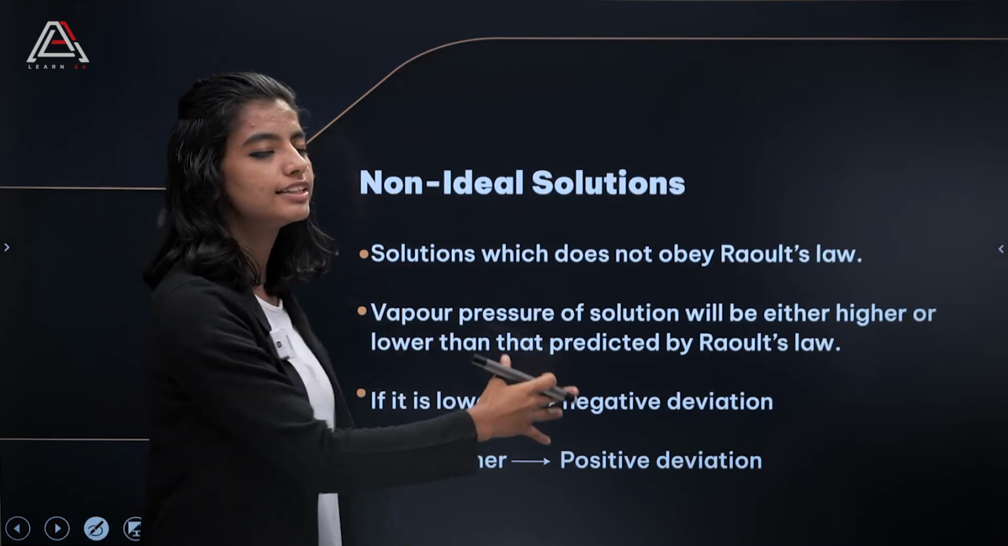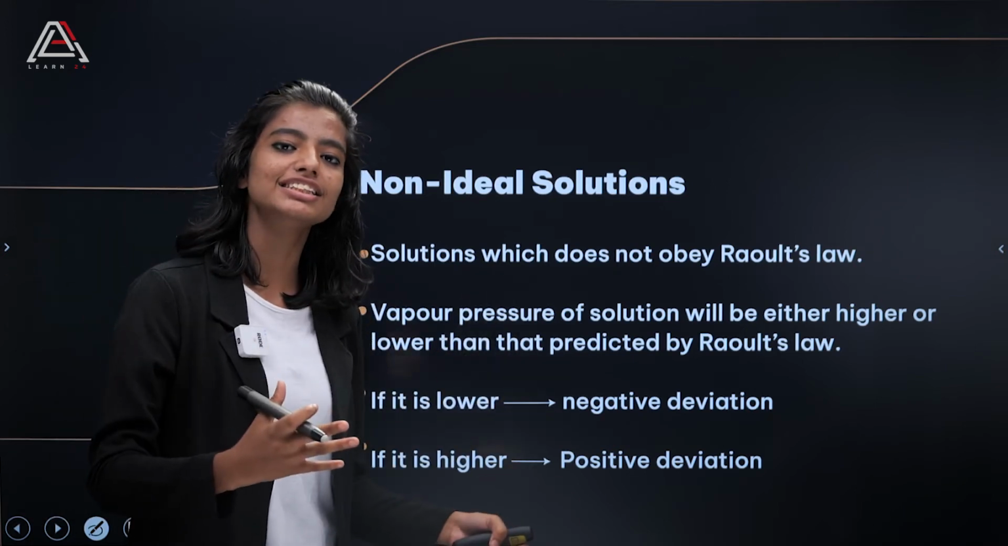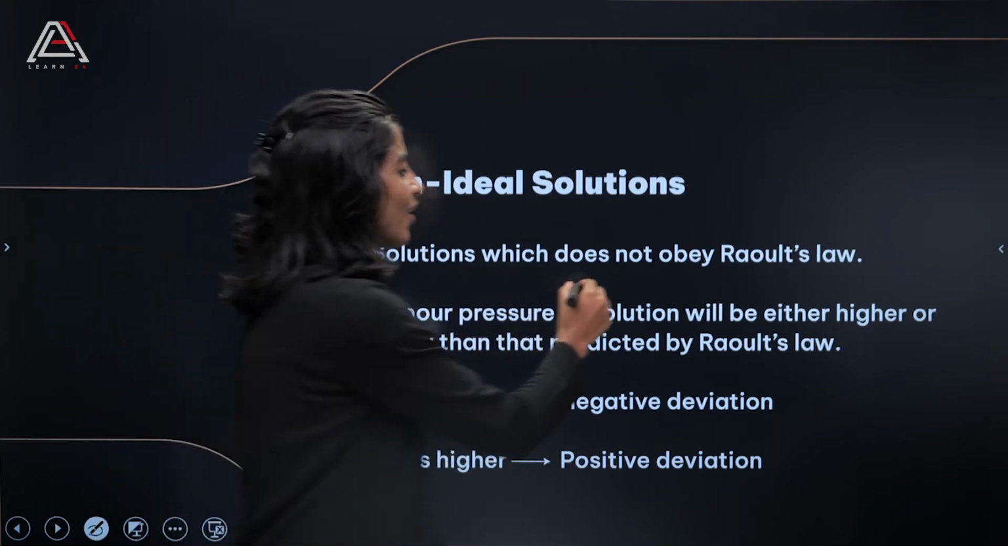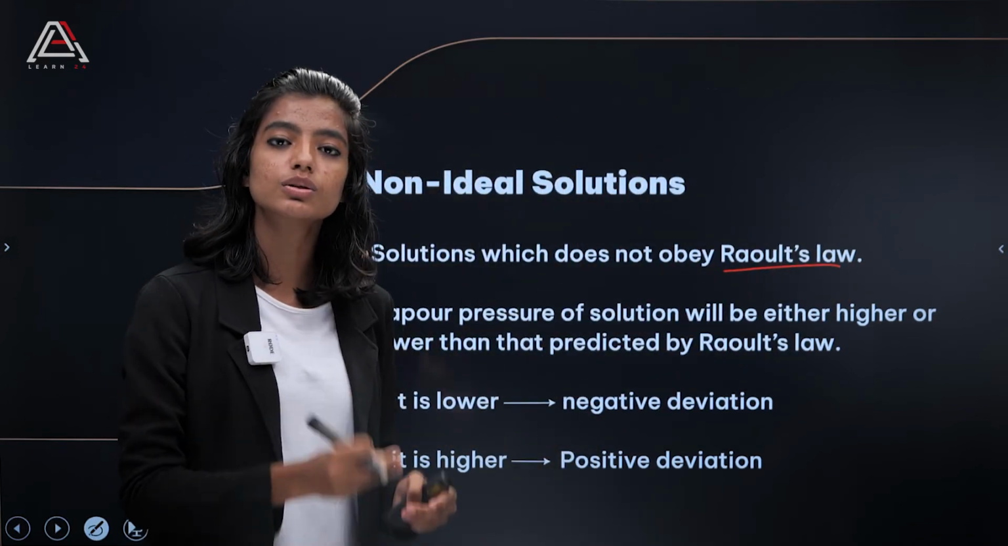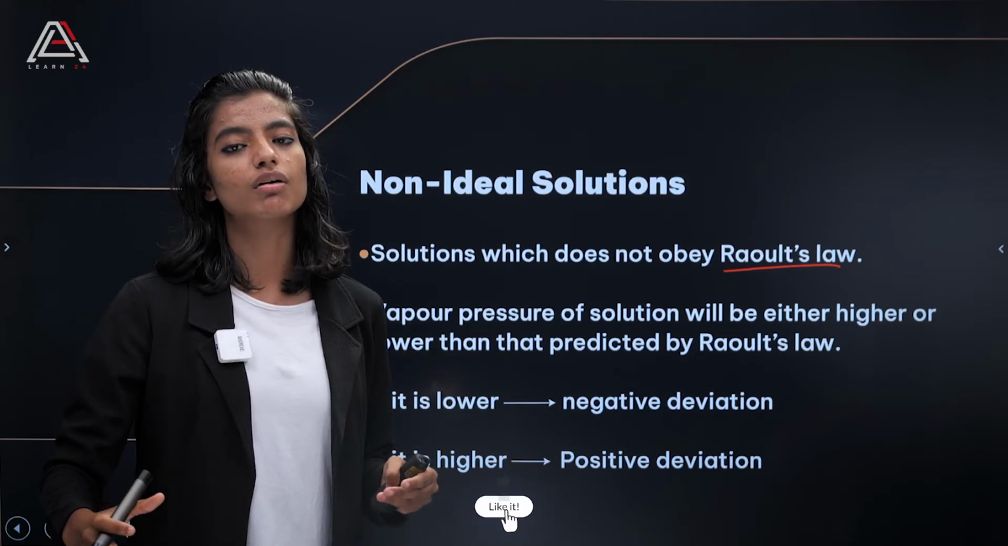Now, non-ideal solutions. Non-ideal solutions are just opposite to the ideal solutions. Can you guess what? Yes, they will not obey Raoult's law. And also, delta H mix and delta V mix will not be equal to 0.